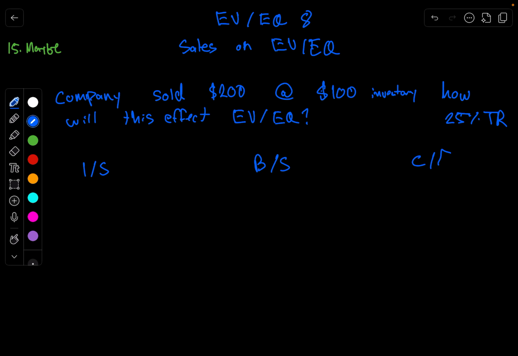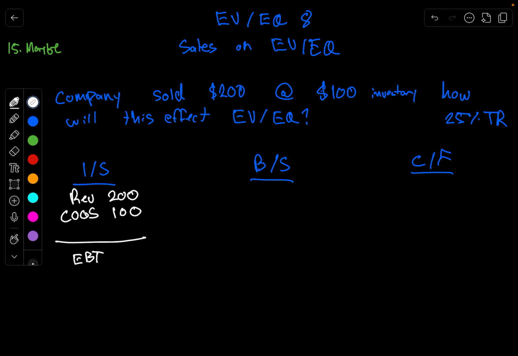So you write down your three statements, and then you say, okay, they have revenue of 200, and they have, let's say, cost of goods sold of 100, meaning that everything else staying equal, their earnings before taxes are up by 100. And our taxes on this are going to be 25, meaning that their overall net income has increased by 75. That flows through to your cash flow statement. There's an increase of 75 net income.